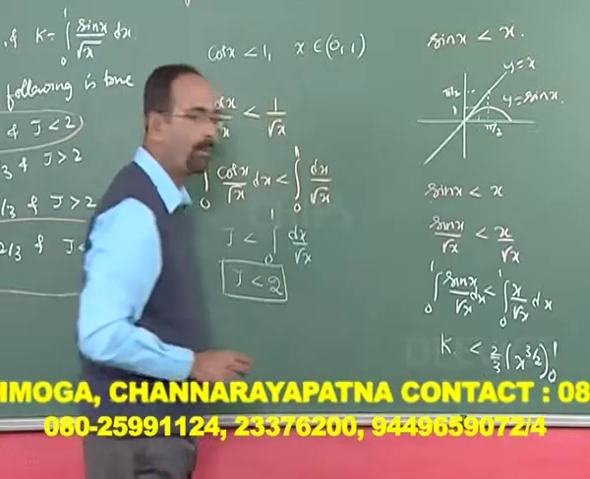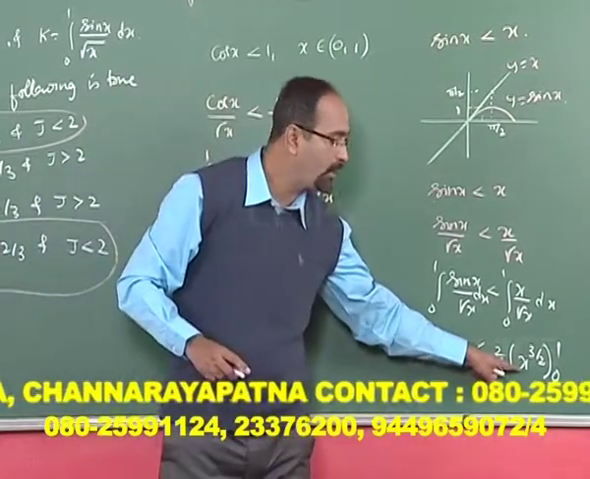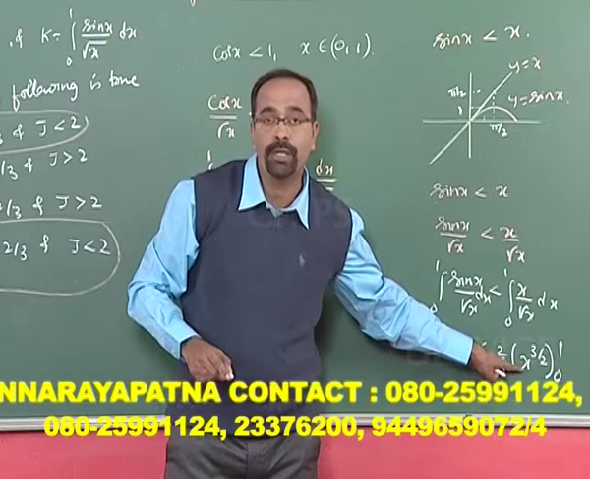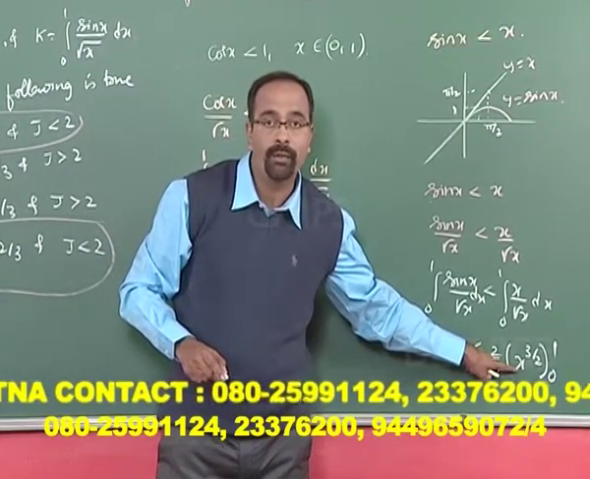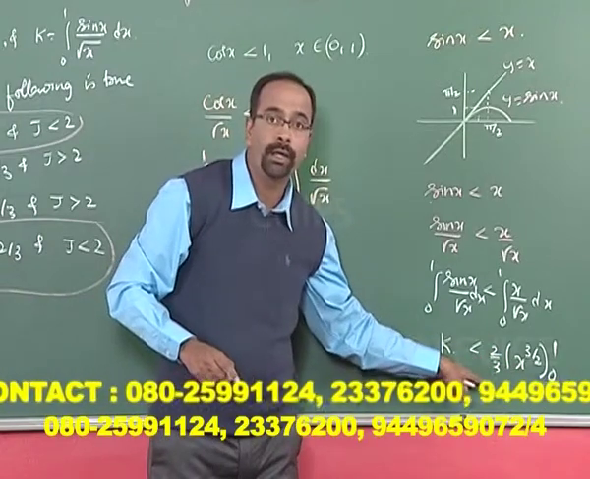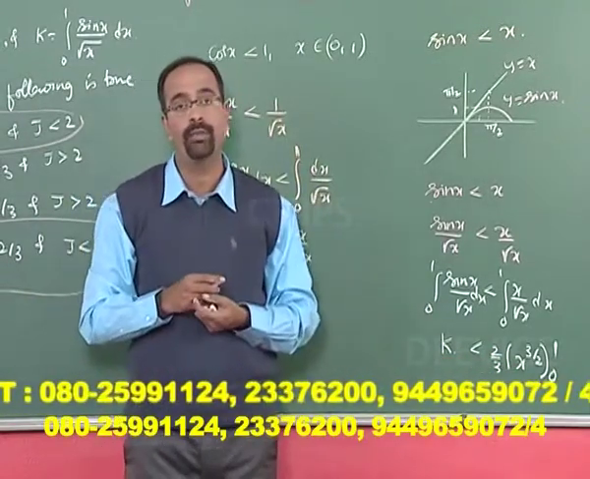And what is the left hand side? That is nothing but equal to k. 2 by 3 times x power 3 by 2, with upper limit 1 and lower limit 0. Therefore, we will get 1 minus 0 and you will get 2 by 3. So k is definitely less than 2 by 3.